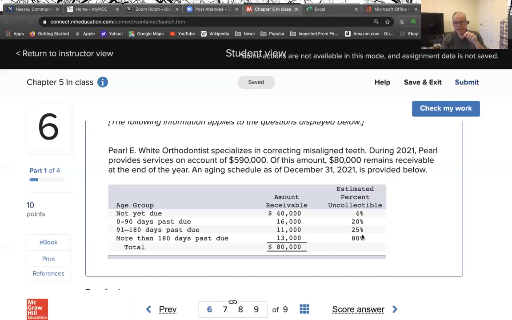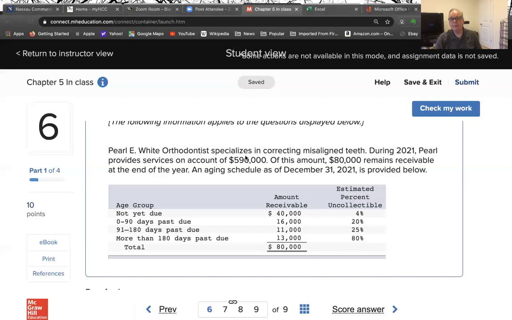So let's go back now and read the problem. Again, the total accounts receivable is $80,000. But we're going to take each of these age categories and multiply it by these percents and then get those numbers and total them up. And that number represents what we want to see in the allowance for uncollectible accounts. So let's read what this says.